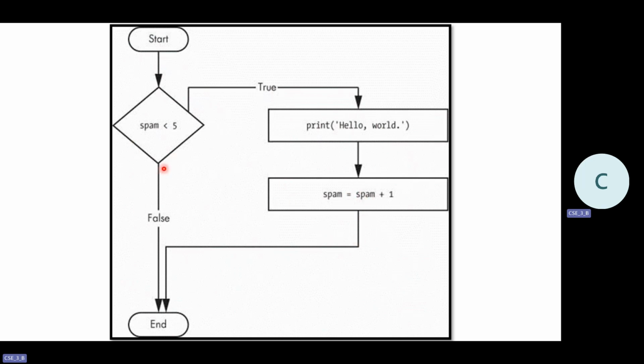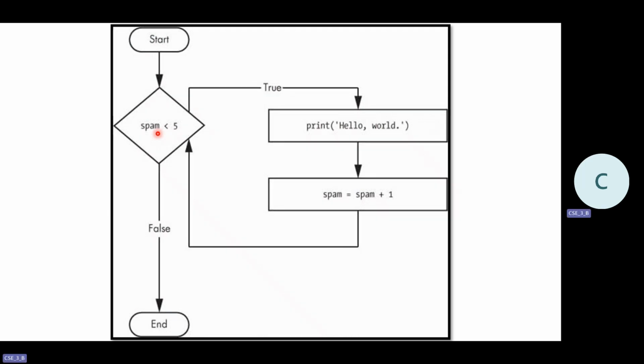Whenever this condition becomes false, we reach the end. This condition will become false when the value of spam is not less than 5. For example, 5 less than 5 is not going to hold good. So by that time we have to come out of the while block. So we can see here.